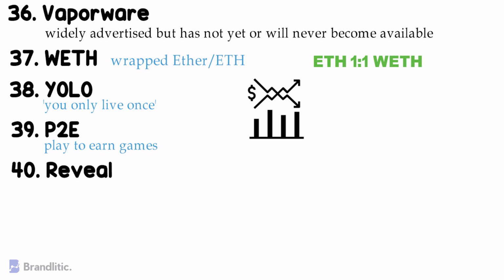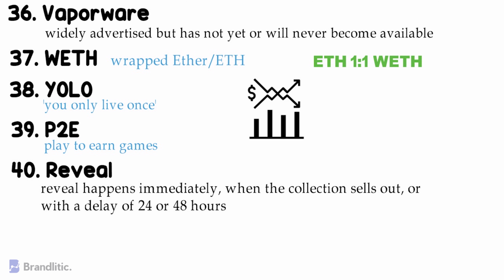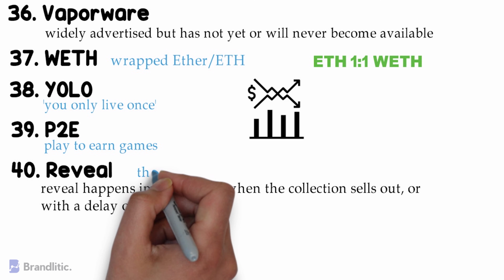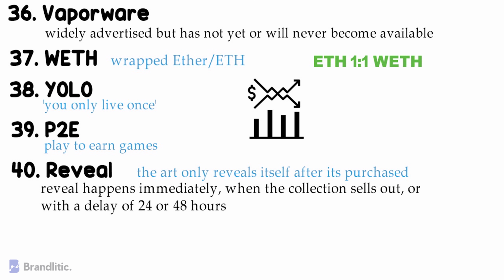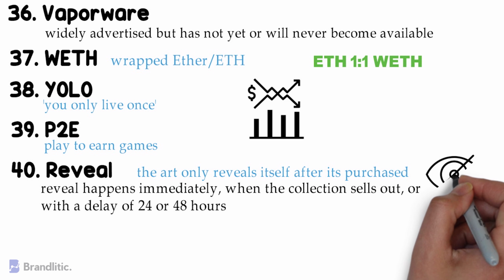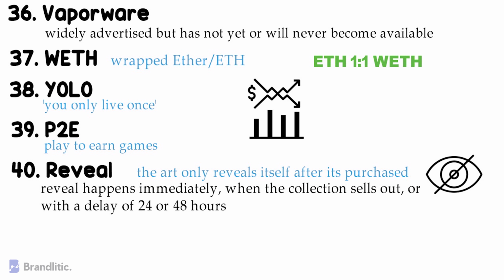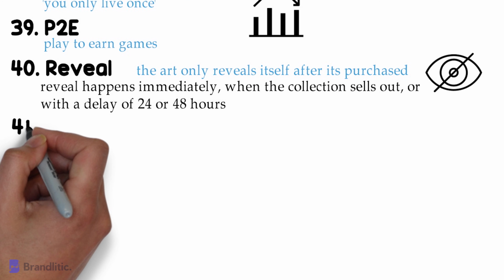Next, number 40, Reveal. Now, this term is pretty self-explanatory, but its meaning in the NFT context may not be. For new generative projects, the artwork won't actually be created until the NFT is minted, and you won't know exactly what you're going to get until after you buy it. In other words, the art only reveals itself after it is purchased, and it's up to the creators behind the collection whether the reveal happens immediately or when the collection sells out, or with a delay of 24 or 48 hours for instance.